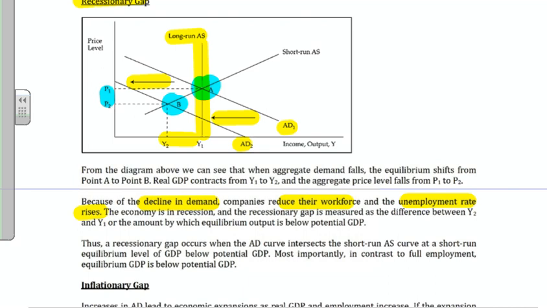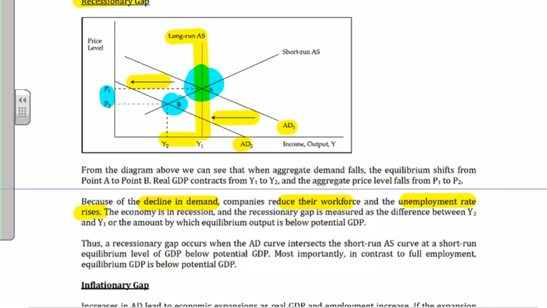By the way, remember, if point A is equilibrium, that's where the economy is operating at its maximum potential. As it moves away from point A to point B, the economy is now operating below its potential GDP.